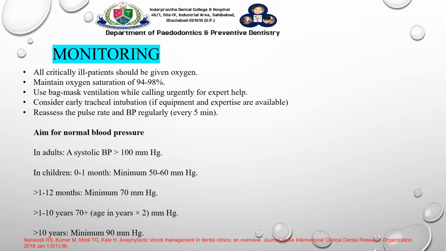In adults, systolic blood pressure should be more than 100 mmHg. In children 0 to 1 month, the minimum should be 50 to 60 mmHg. For more than 1 to 12 months, the minimum blood pressure should be 70 mmHg. For more than 1 to 10 years, 70 plus age in years times 2 mmHg blood pressure should be maintained. And for age more than 10 years, the minimum blood pressure should be 90 mmHg for the patient.